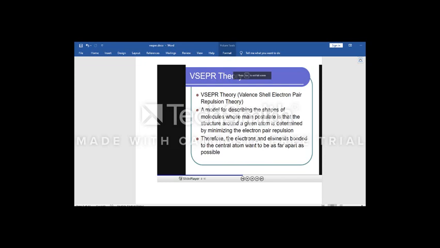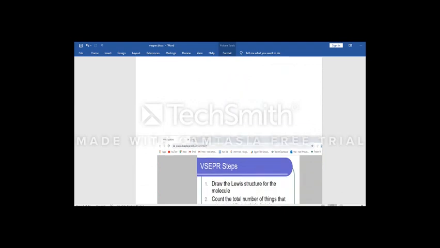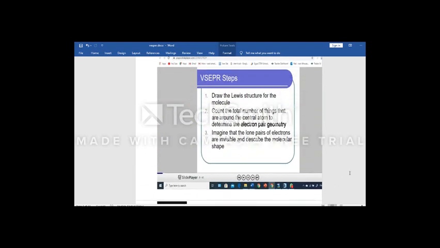As we see in the next slide, the VSEPR steps. First, draw the Lewis structure for the molecule. Second, count the total number of things that are around the central atom to determine the electron pair geometry. Third, imagine that the lone pairs of electrons are invisible and describe the molecule shape.